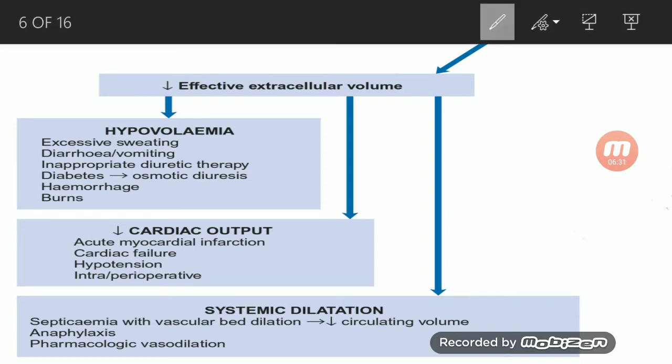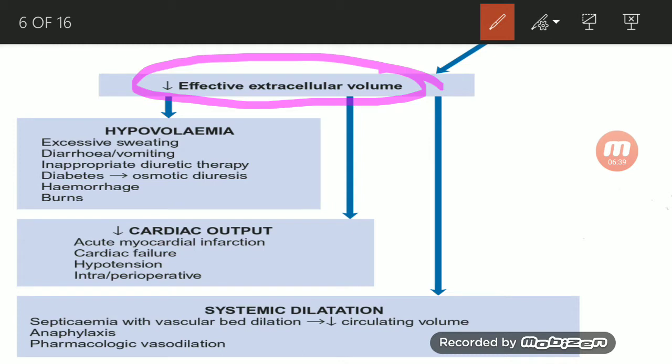Coming to the pre-renal injury pathogenesis. There is a decrease in your effective extracellular volume, and this decrease may occur because of hypovolemia, a decrease in your cardiac output, or systemic dilatation.